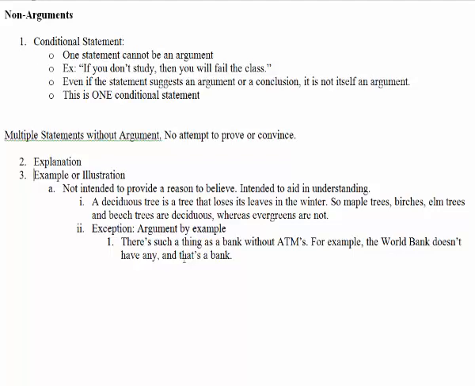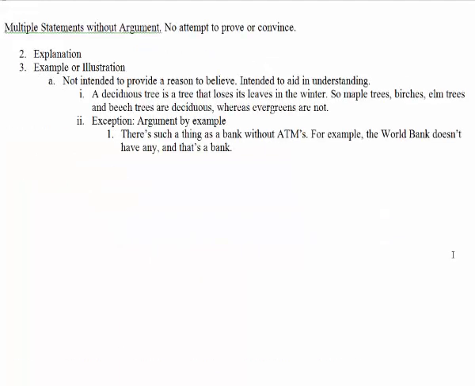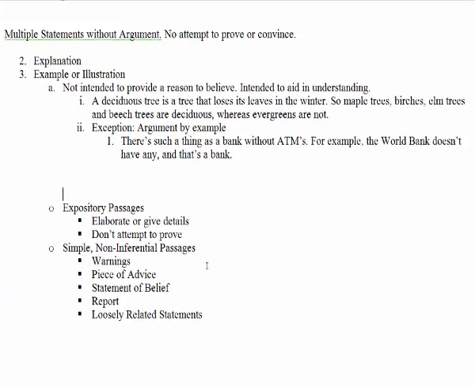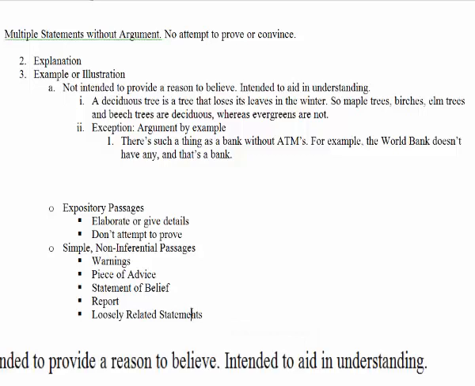There's one more kind of non-argument that I want to discuss. And you're going to find that the textbook contains many more. In the textbook, we have simple non-inferential passages, and then we have expository passages. And you're going to find that simple non-inferential passages is then broken down into a number of other categories, such as a warning or piece of advice, statement of belief, and so on. But actually, the difference between all these categories is not so important to us. It's useful to keep these categories in mind so you can identify these things as not being arguments. But what they all have in common is that you have a series of related statements.